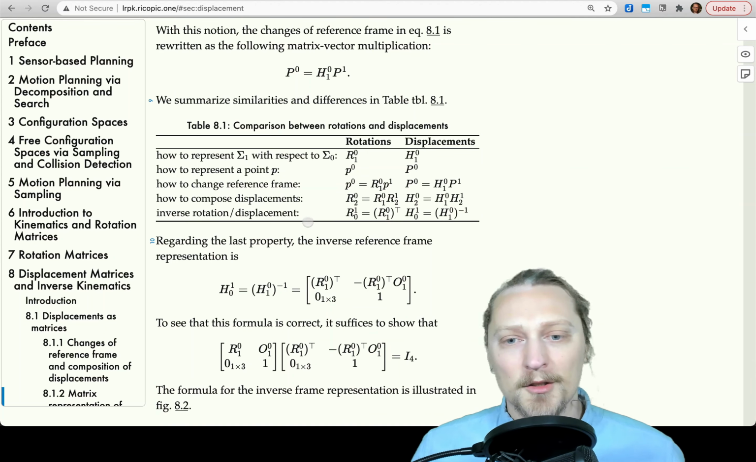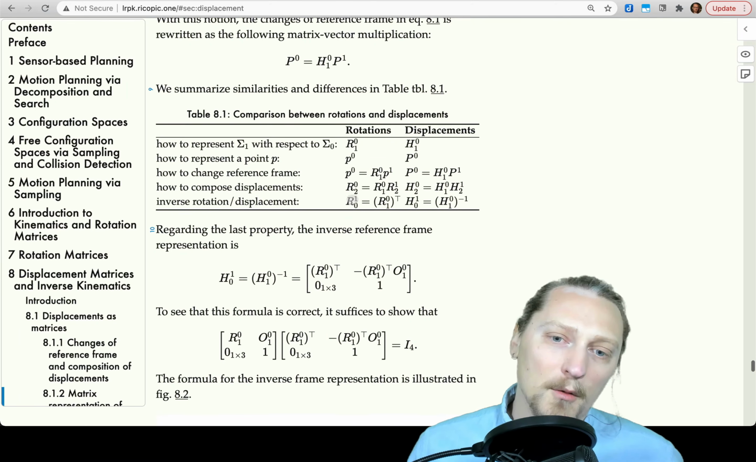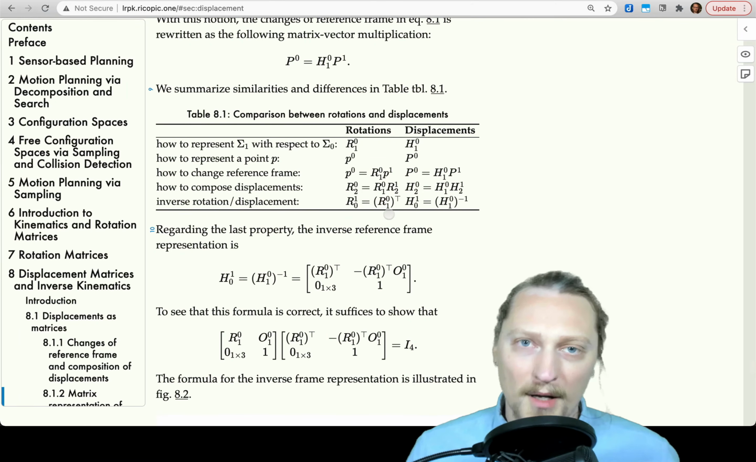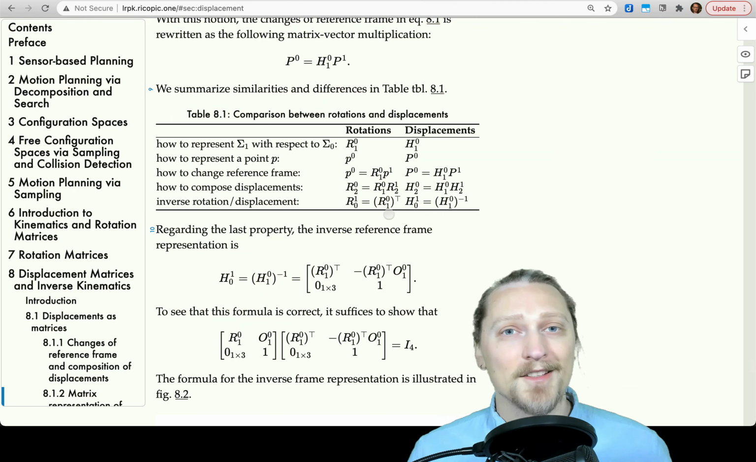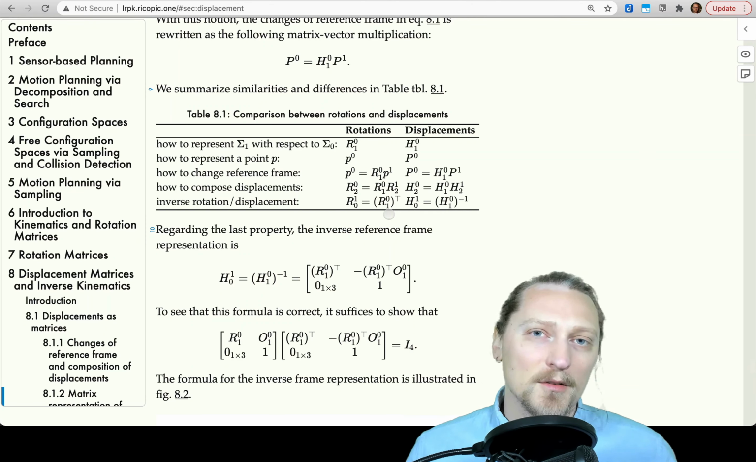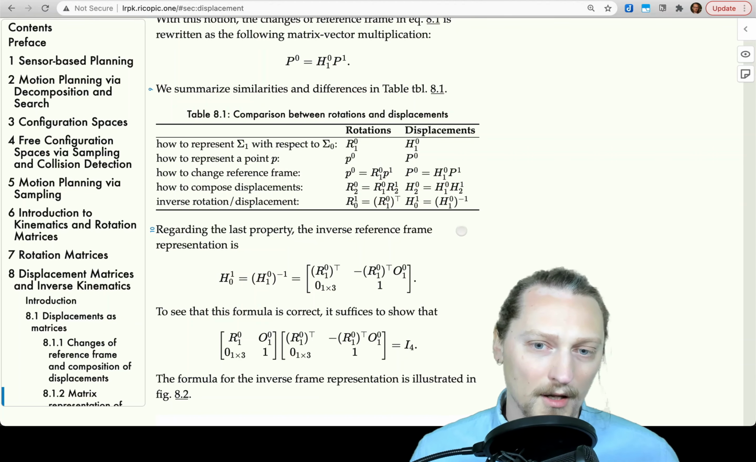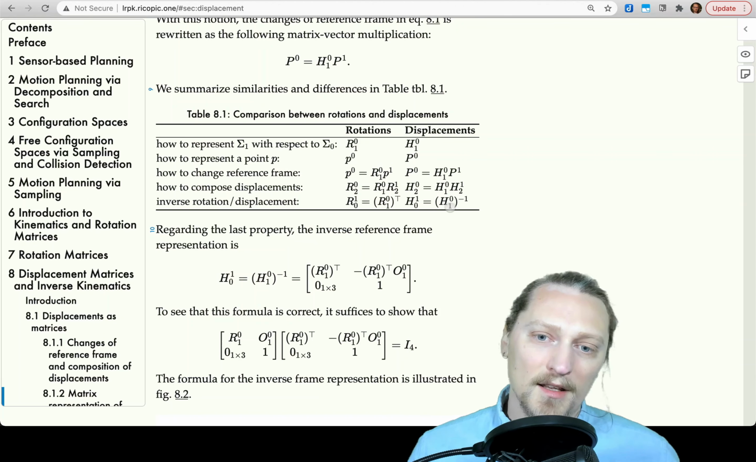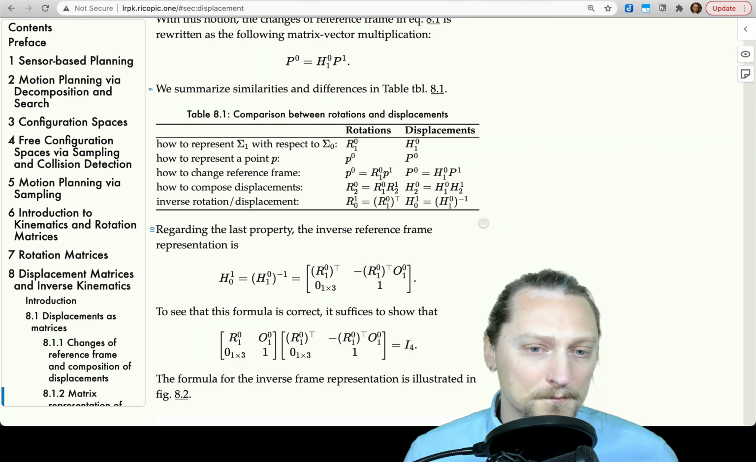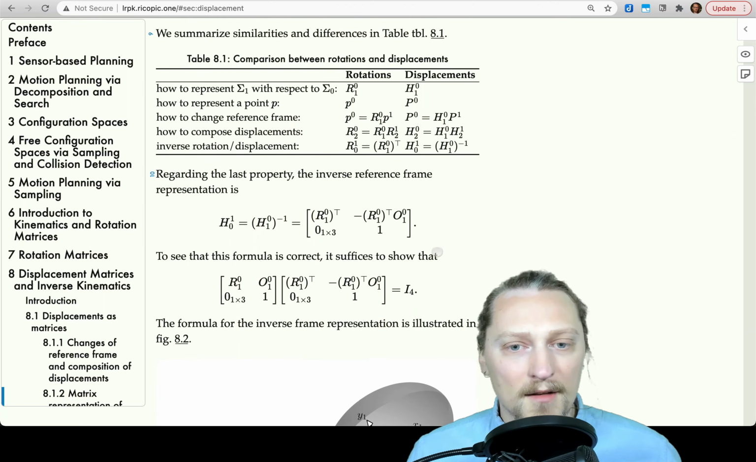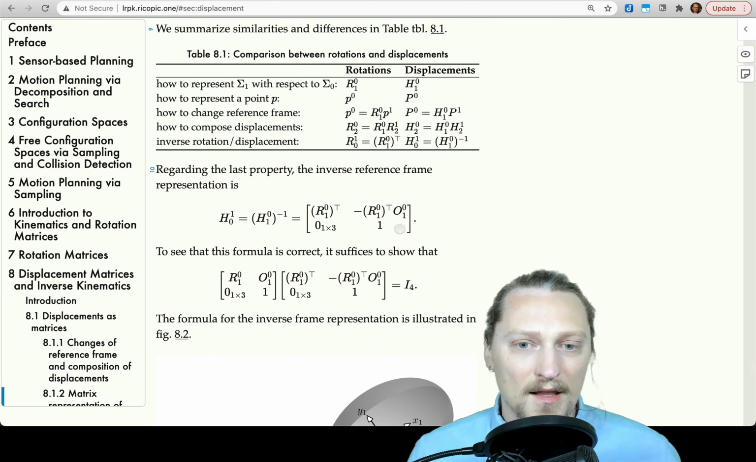And the inverse is the only place that it's slightly different. We could do the inverse in rotations by just the transpose, whereas in displacements, we can't simply transpose. We have to take the matrix inverse. Okay, so H^1_0 is the inverse of H^0_1. Regarding the last property, the inverse reference frame representation is this.